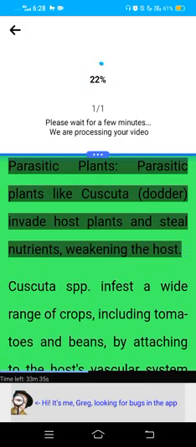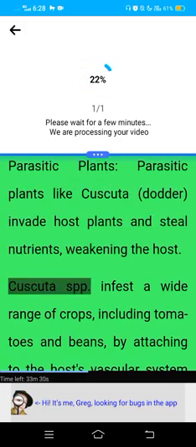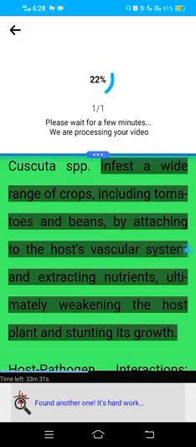Parasitic plants. Parasitic plants like Cuscuta invade host plants and steal nutrients, weakening the host. Cuscuta spp. infest a wide range of crops, including tomatoes and beans, by attaching to the host vascular system and extracting nutrients, ultimately weakening the host plant and stunting its growth.